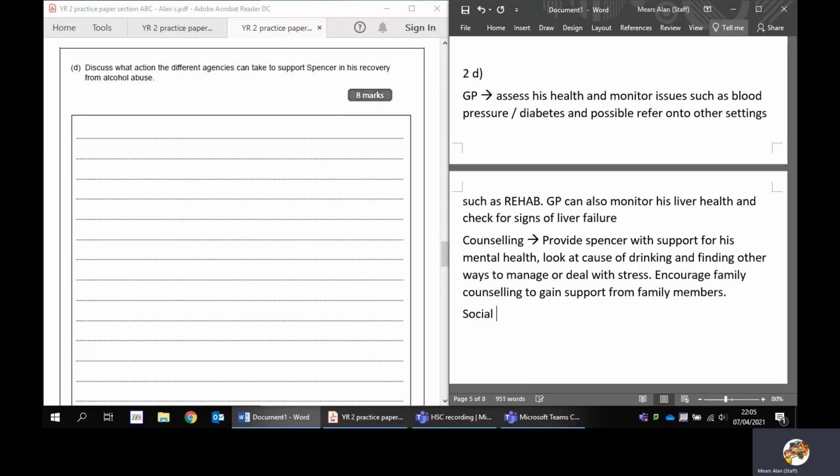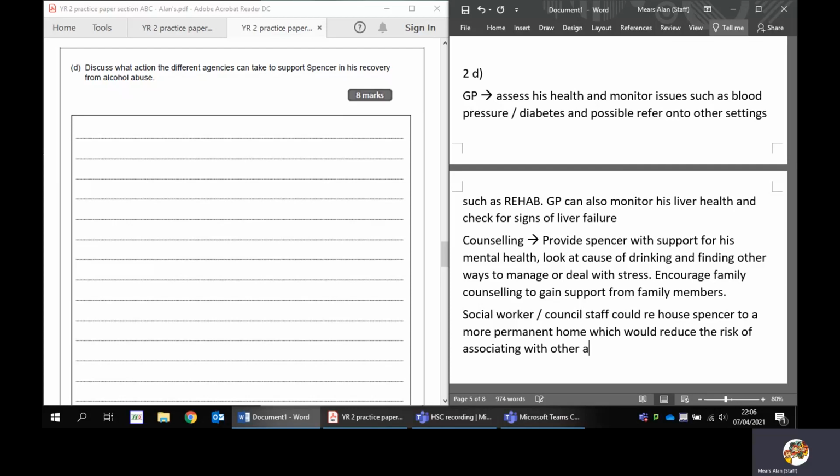We could look at social worker, just council staff, could re-house Spencer to a more permanent home, which would reduce the risk of associating with other alcoholics.